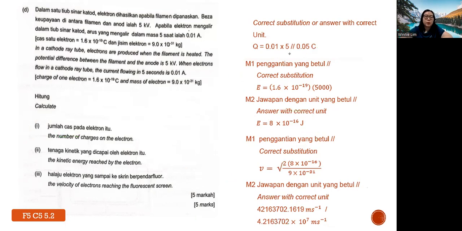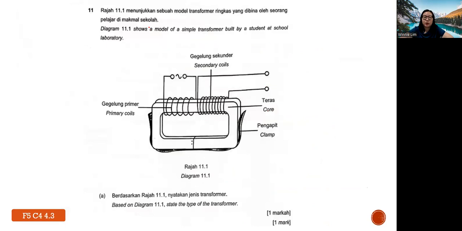Okay, then next we will have a question on section C, compulsory answer. Okay, so diagram 11.1 shows a model of a simple transformer built by a student at school laboratory. Based on this diagram, state the type of transformer. So you see you have less coil here, more coil here. So that means you will step up the voltage. So this is called a step-up transformer.